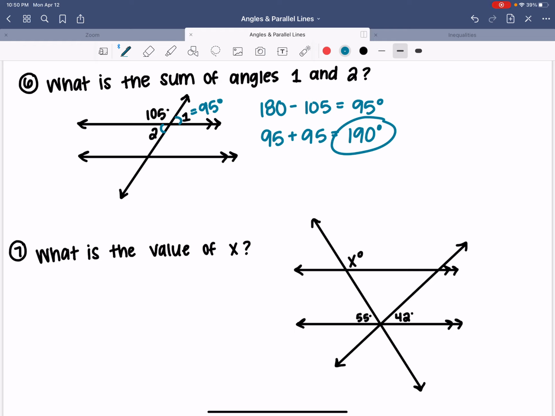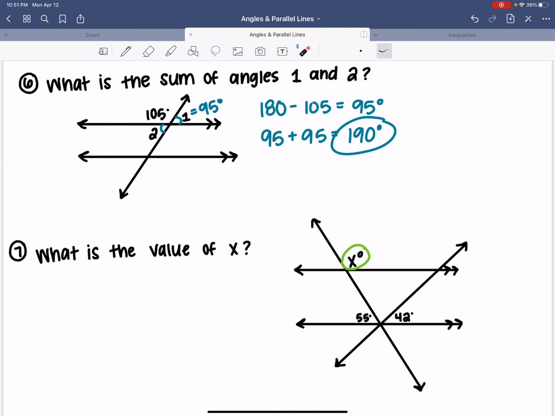And what is the value of x? Now this one's a little bit different. You can see that we have two different transversals here, and that's perfectly okay. We can still use what we know, just using one transversal at a time. So I would start with noticing we want to know what is the value of x. So this is what we need to focus on, is what is this angle measure.